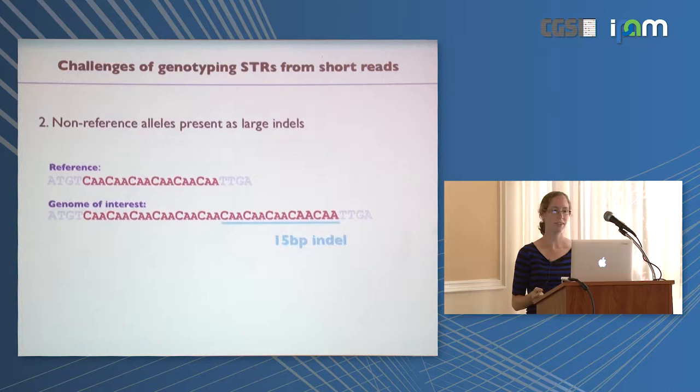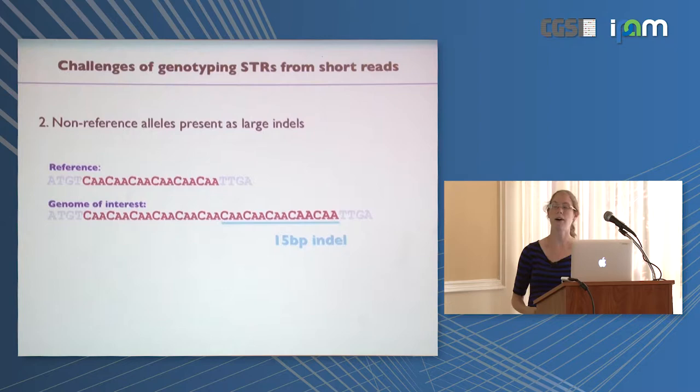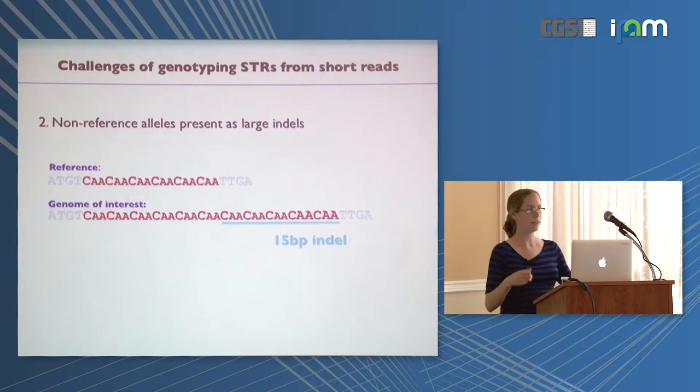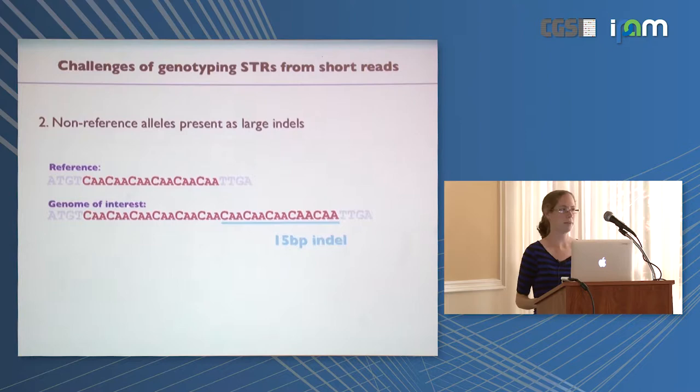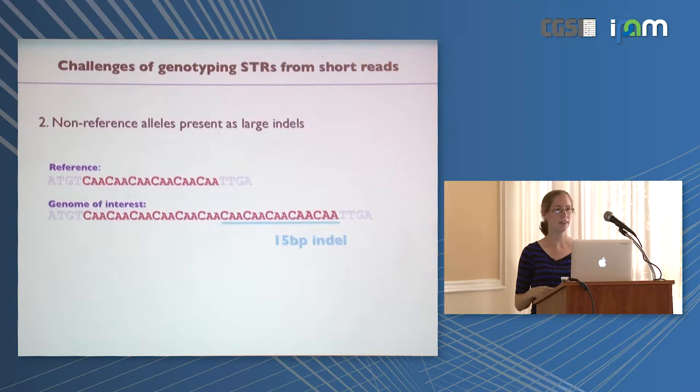Another issue is that non-reference alleles present as really big indels when we try to align these reads back to the reference genome. So if I have a CAA repeat that has, say, 5 additional CAA copies compared to the reference genome, and now I'm trying to put it into my favorite aligner, Bowtie or BWA or something, that actually shows up as a 15 base pair insertion. At least at the time that we were developing a lot of these tools, this would just get completely ignored by standard aligners. It would go into our bucket of unaligned reads, and we would never even see this variation. So that was a really big challenge, that a lot of our reads just looked like the reference allele, because that's the only thing that would get aligned.